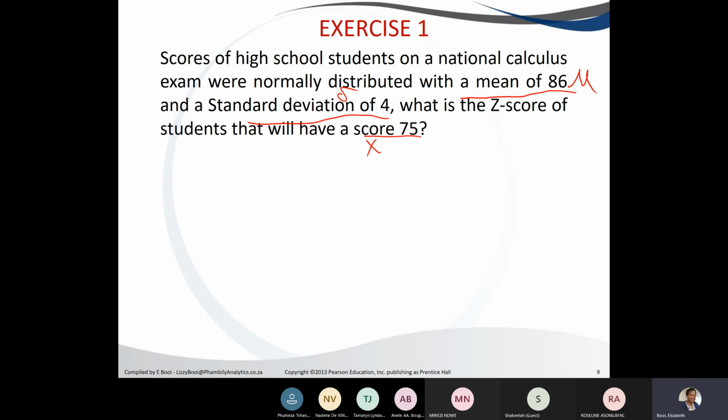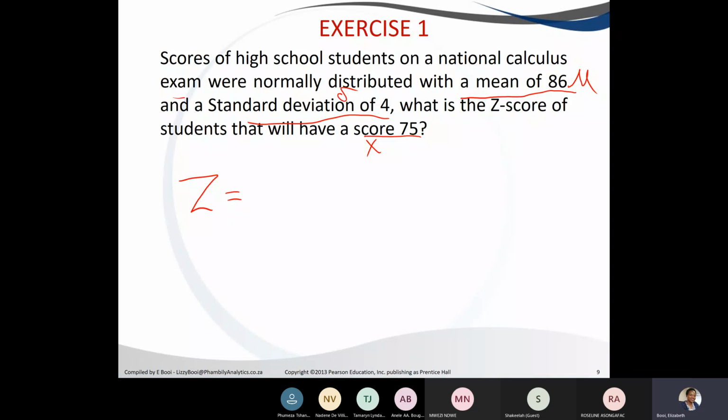What is very important also is to read the question. The question here is fairly easy. It says the mean is 86. So we know that we're working with the population. The mean is 86. The standard deviation is 4. The Z-score of students who have a score of 75. Remember, your X value is always going to be in the question, and that is where the question mark is. So that will be your X.